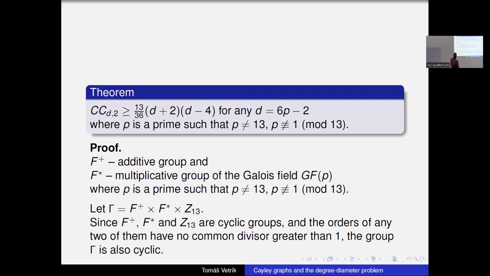So we will have a construction now of cyclic Cayley graphs, which will be coming from finite fields. So it will be constructed with a group which is using the additive group of a finite field, the multiplicative group of a finite field, and a cyclic group with 13 vertices. Again, you might be wondering why now Z13 and previously it was Z12. Well, I'm trying to optimize the parameters which I have.